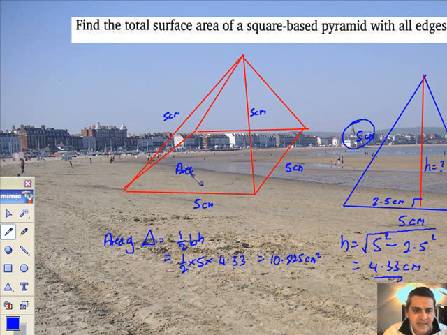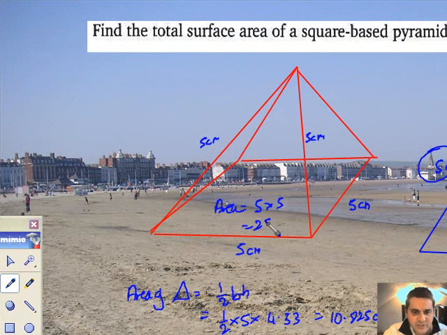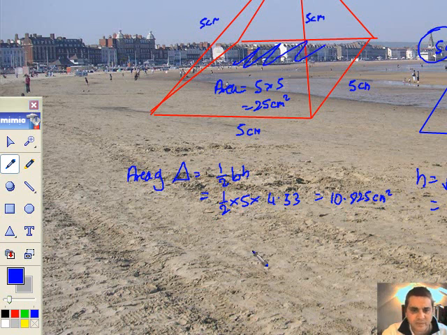Now, how about the area of the base? Well, the area of the base is dead easy. That's going to be 5 times 5, which is 25 centimetres squared. Right, that's the base all filled in there.